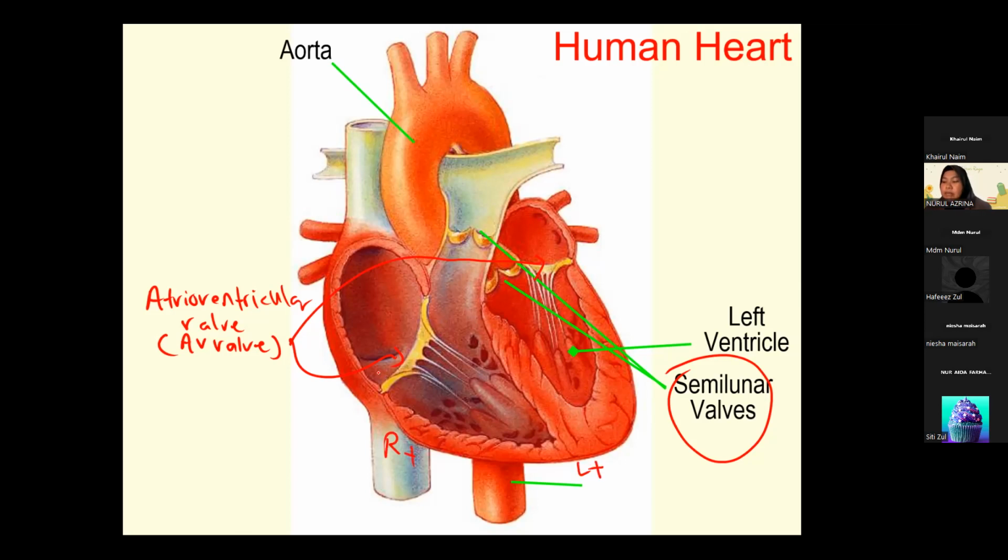So, the AV valve on the right side of the heart is known as the tricuspid valve, and the left side is known as the bicuspid valve.